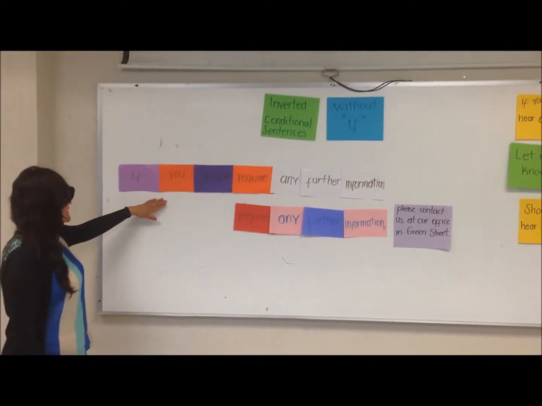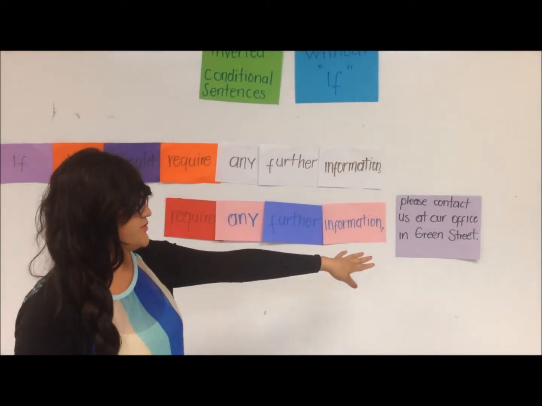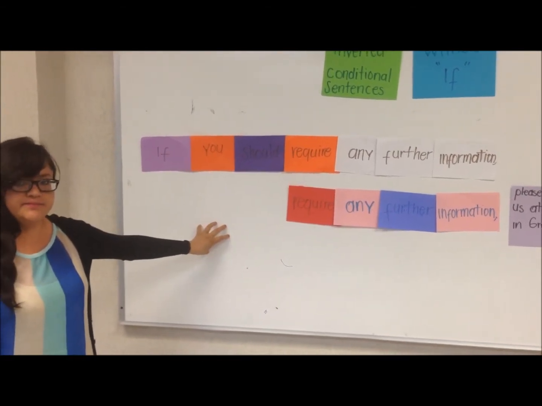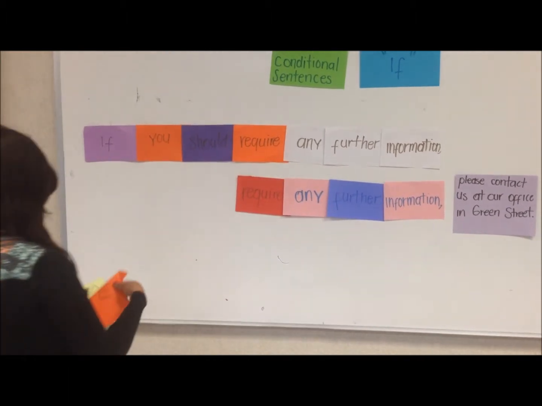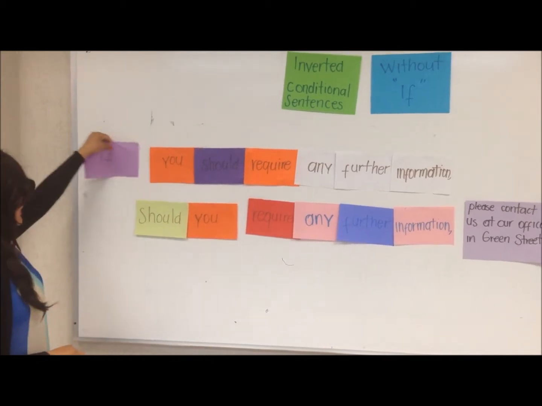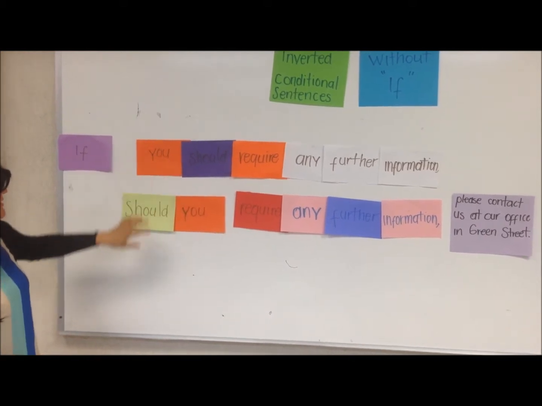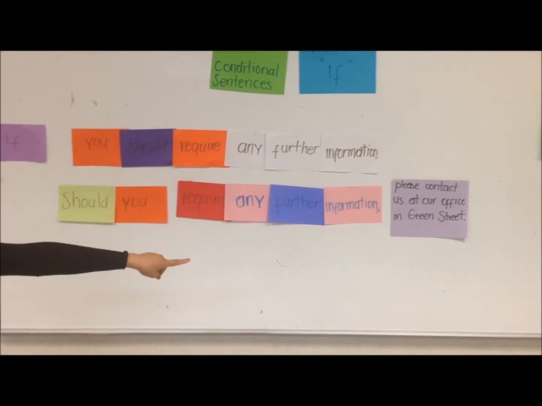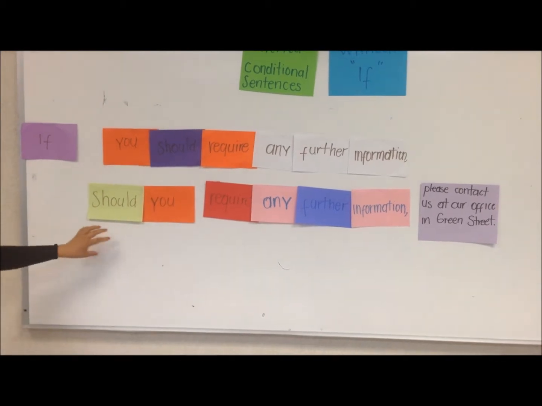So here you have an example. If you should require any further information, please contact us at our office in Green Street. How can you invert this sentence? Are you ready? Okay, the sentence is like this. We took off the if and we changed the auxiliary verb and the subject. So it's should you require any further information, please contact us at our office in Green Street. So this is the way our inverted sentence is.